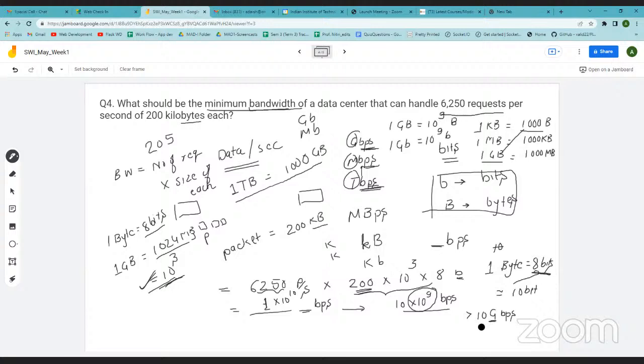It will be more than 10 gbps. And if I want to neglect or avoid all those additional things that are being added, I will say 10 gbps is the minimum you want. That's why we are using this term minimum here.